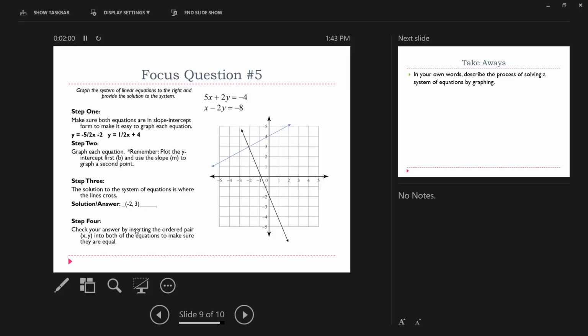Step 4, check your answer by inserting the ordered pair into both of the equations to make sure they're equal. Questions, anyone? All right.